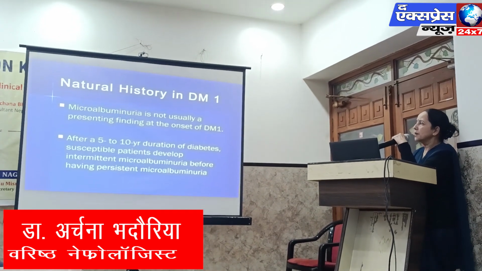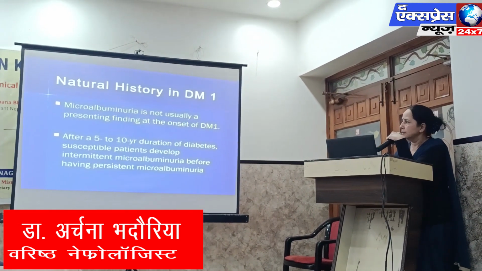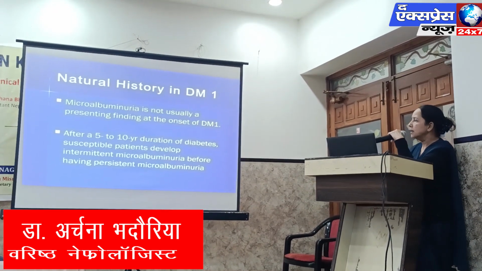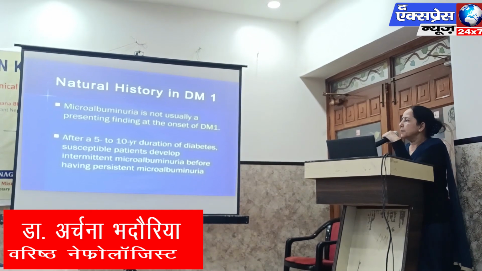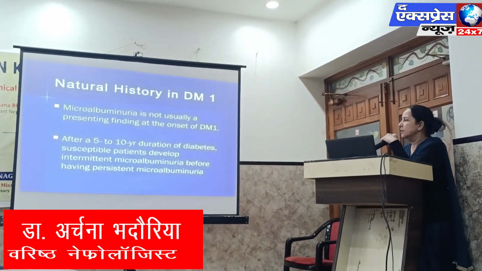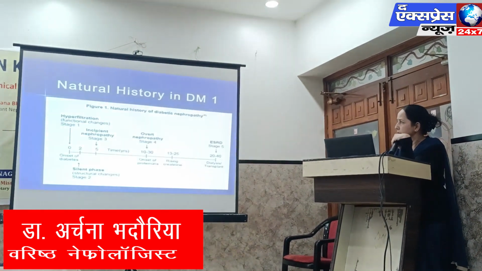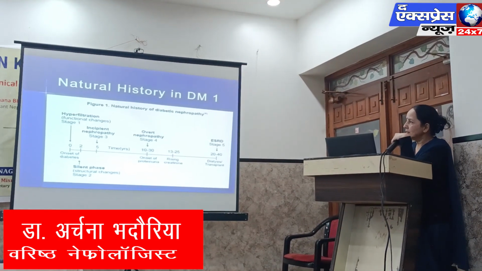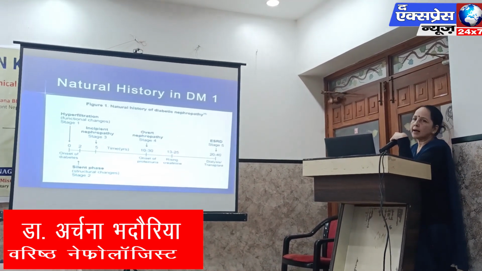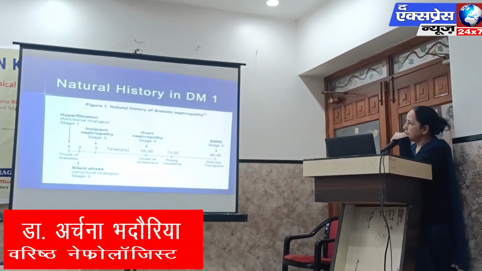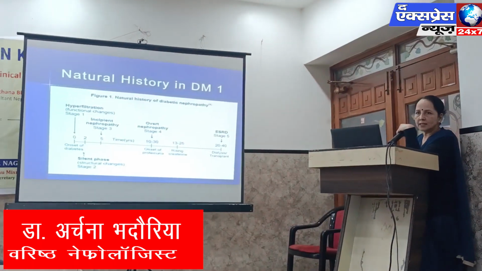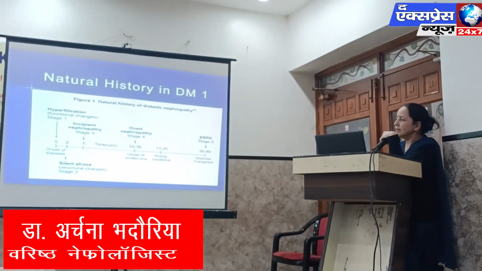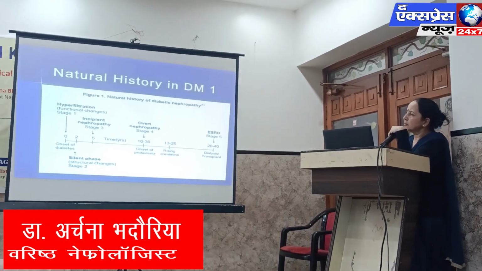Microalbuminuria is not usually a presenting finding at the onset of diabetes. It's only after 5 to 10 years of uncontrolled diabetes that susceptible patients develop intermittent microalbuminuria, before having persistent microalbuminuria. So this is the natural history of a diabetic patient. So diabetes comes into the body. First there are only the functional changes, which we have discussed. Stage 1, nothing happens. The patient will not control his blood sugar.